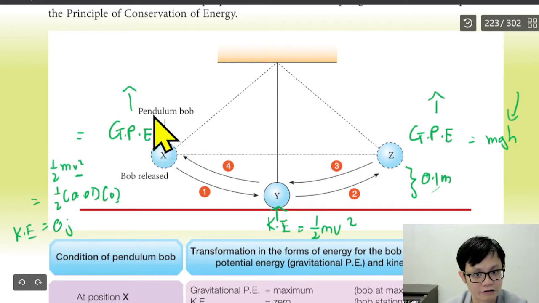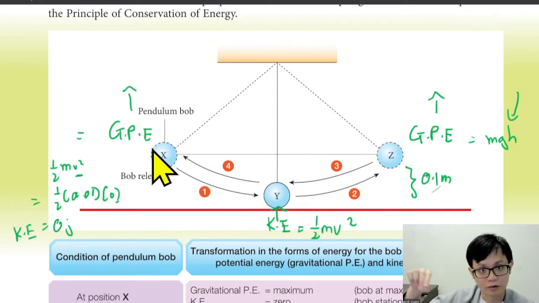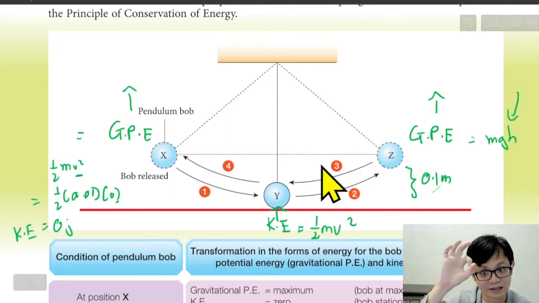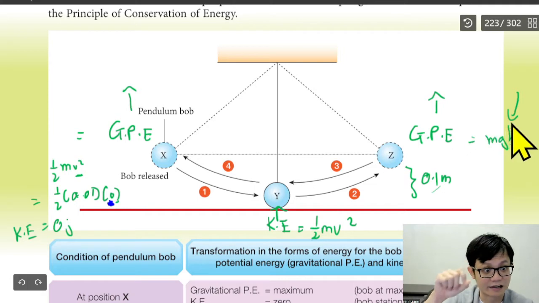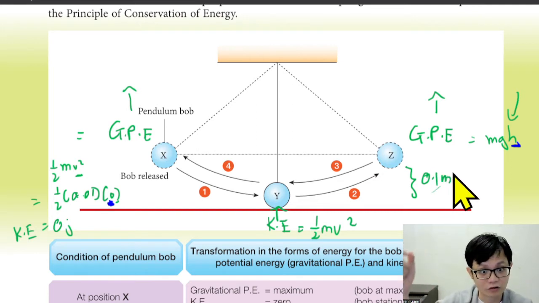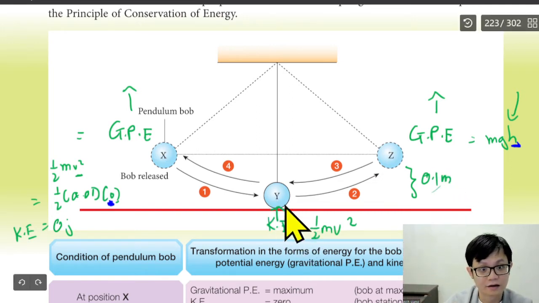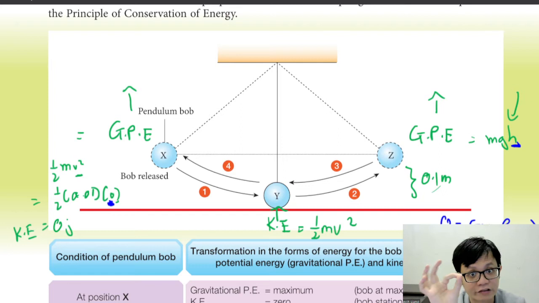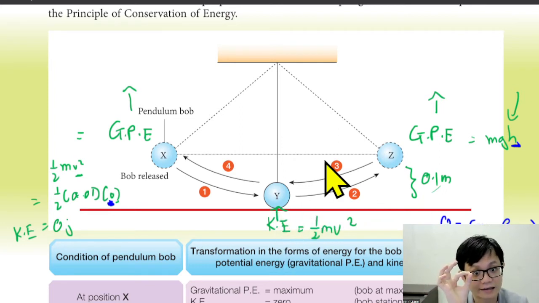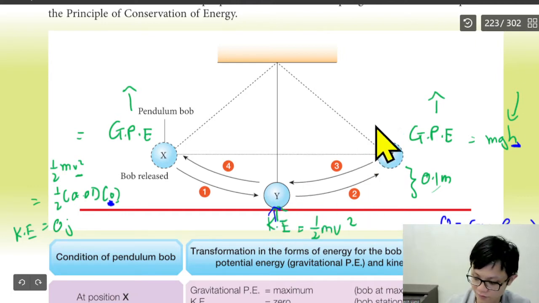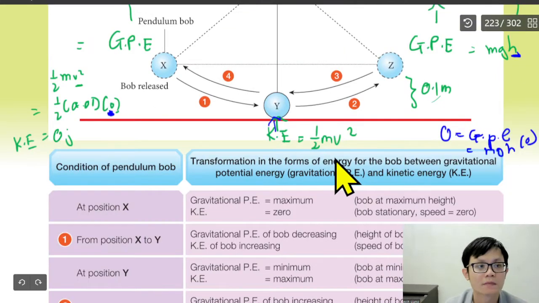So here will be the highest potential energy because it goes up, but zero kinetic energy because the speed is 0. It has the highest potential energy because it's the highest, let's say 0.1 meter. Then you go again. From here, you almost get zero gravitational potential energy, because in MGH your H is 0, but you get the highest kinetic energy. Then it moves on and repeats. Okay, so I hope you understand this.